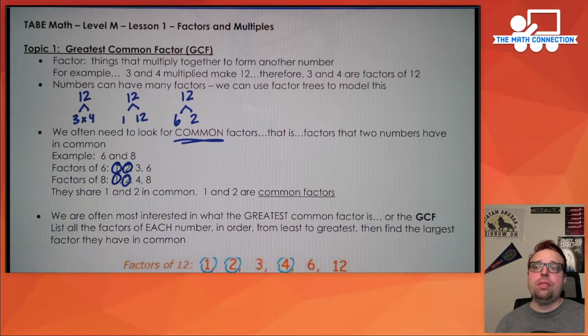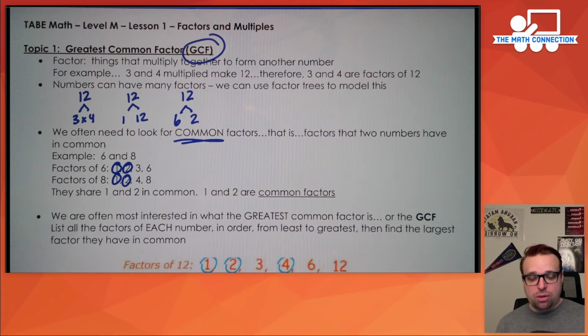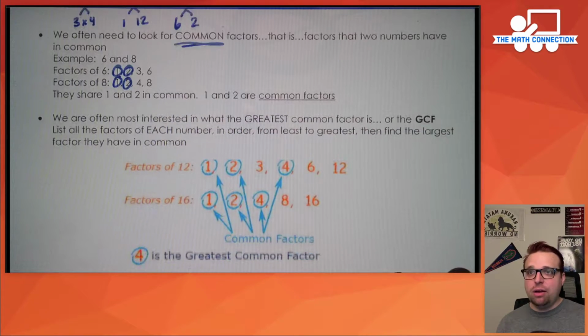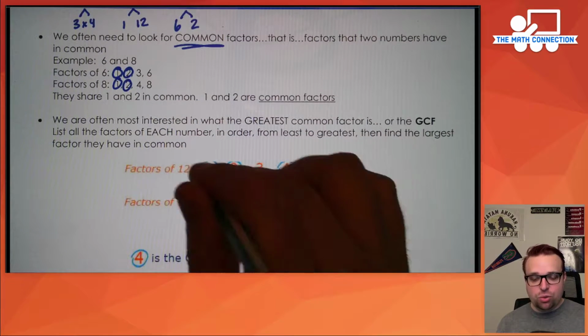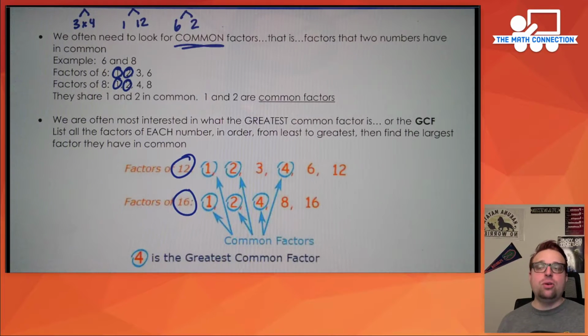Now, the last piece of this is GCF, which is greatest common factor. That is, when you're looking at those comparisons of the factors, what factor is the biggest number that these two numbers have in common? So let's go down here and take a look. We have 12 and 16. Those are the two numbers we are comparing.